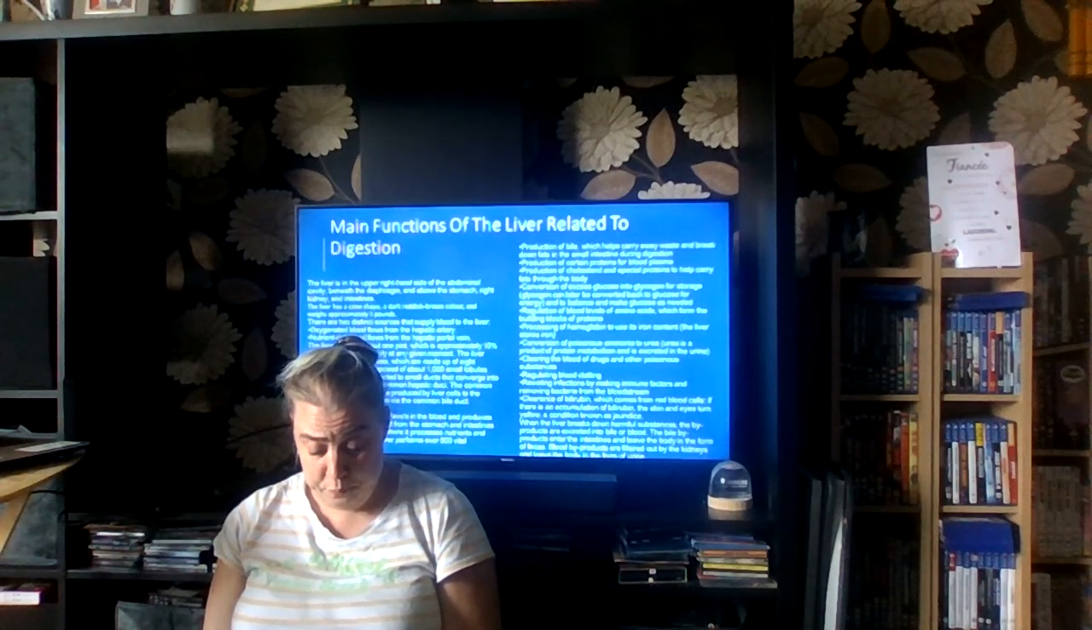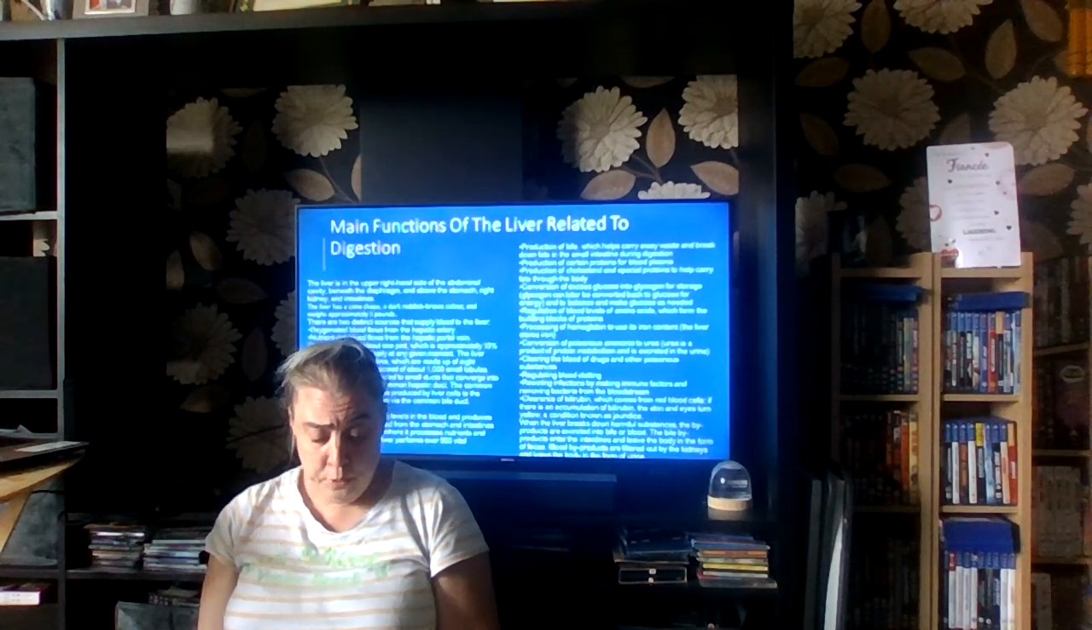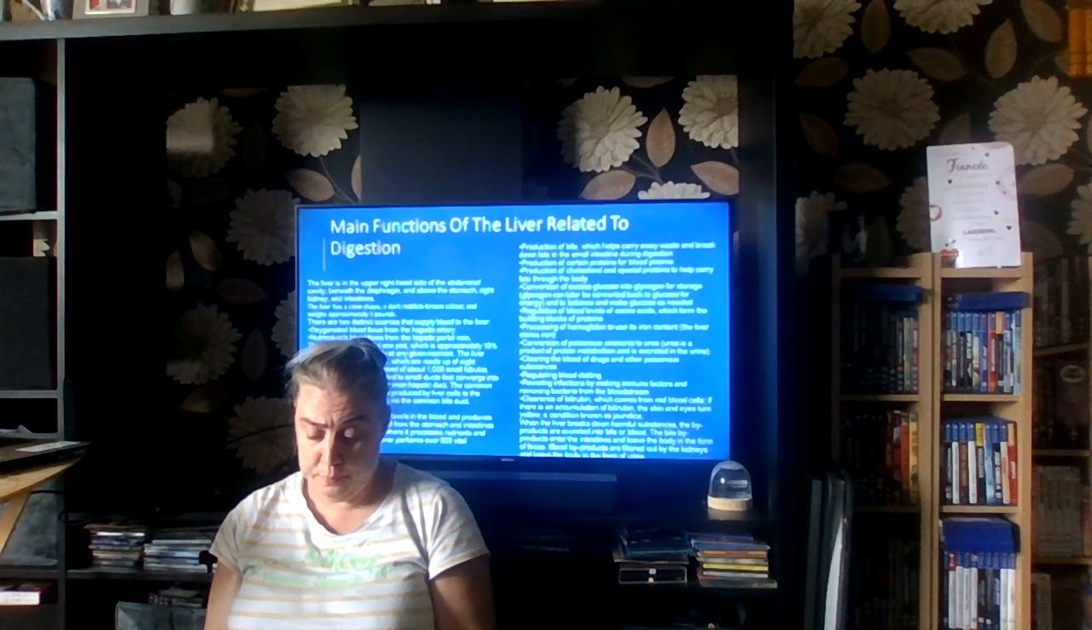When the liver breaks down harmful substances and the byproducts are excreted into bile or blood, the bile byproducts enter the intestines and leave the body in the form of feces. Blood byproducts are filtered out into the kidneys and leave the body in the form of urine.